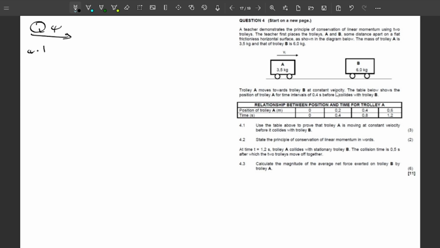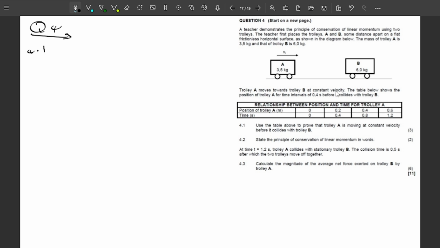Now, the reason they say frictionless horizontal surface is, remember, the teacher is trying to prove the principle of conservation of linear momentum. In order to prove it, you have to have a vacuum-like surrounding whereby there's no influence from friction or any other factors that may affect the apparatus of our experiment. So it's important to have a frictionless horizontal surface in order to maintain constant variables.